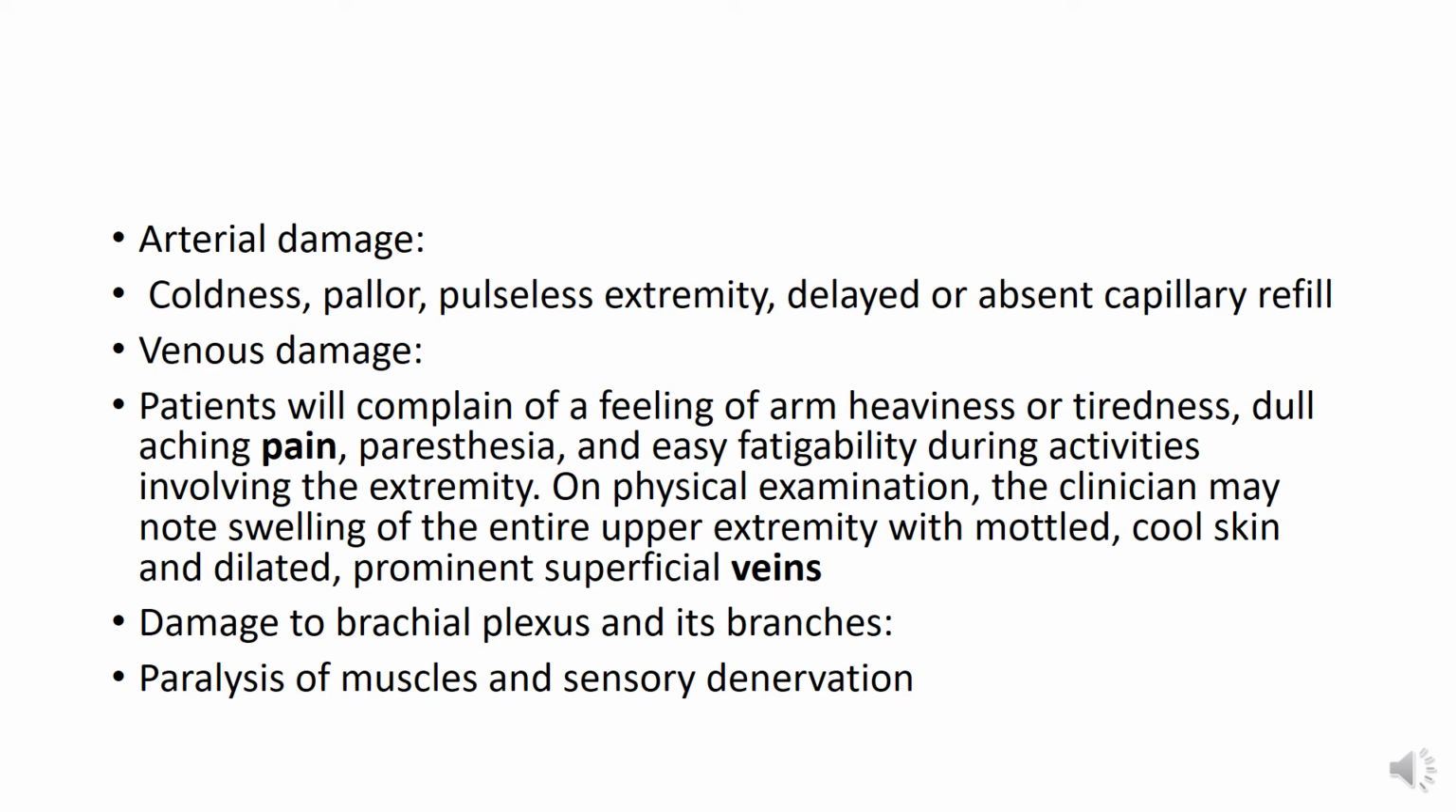Damage to the brachial plexus and its branches will result in paralysis of the muscles and sensory denervation in the area supplied by the cord or the branch, depending upon what damage has occurred. So it is very important to differentiate the damage by the clinical signs and symptoms.